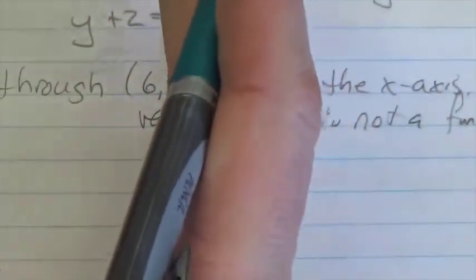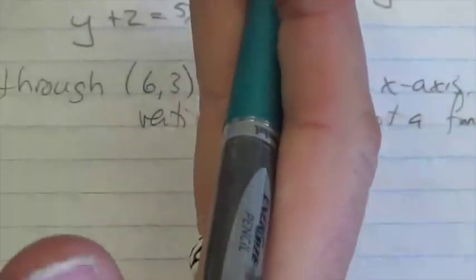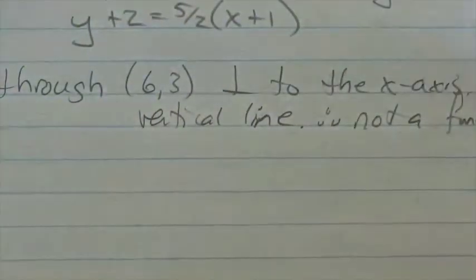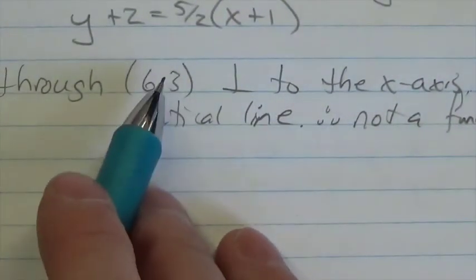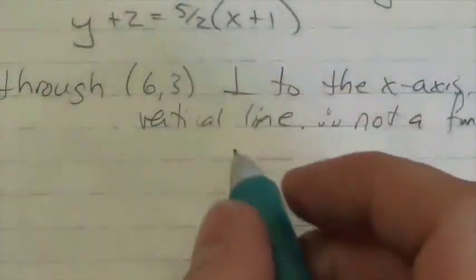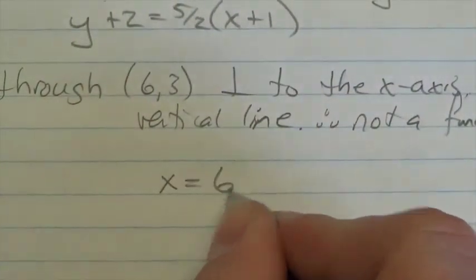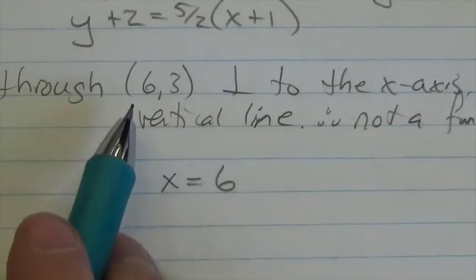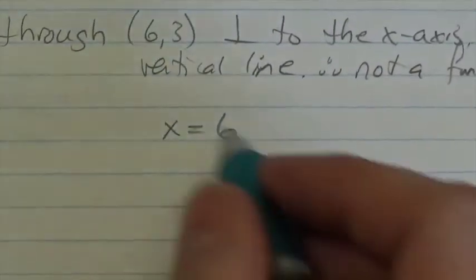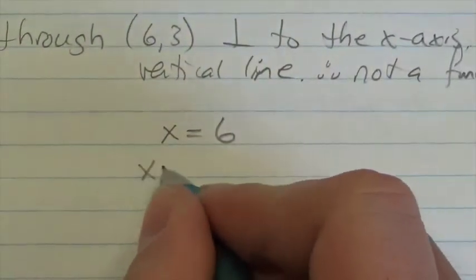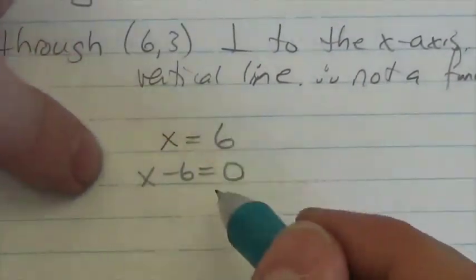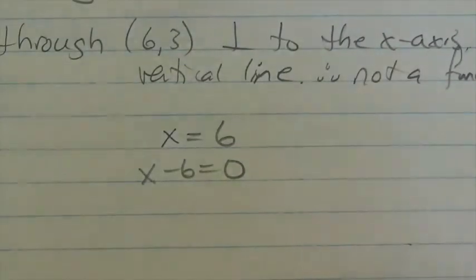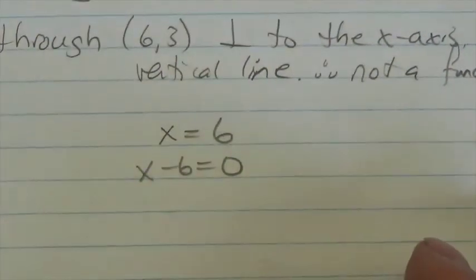But with a vertical line, and remember we discussed this a little bit earlier, all of the points on a vertical line are going to share the exact same x-coordinate. So if I have one point on that line, then I know something about every point on this line. And in this particular case, I know x is going to equal 6. Now you can either write the equation of the line like that, or if you want, you can write it as x minus 6 equals 0. In either case, that's going to be the equation of this particular line. Okay, I hope that helps.